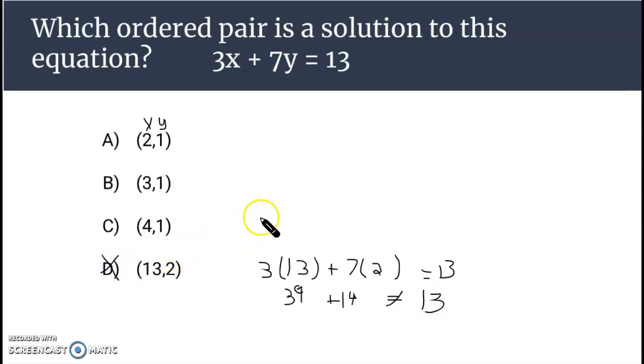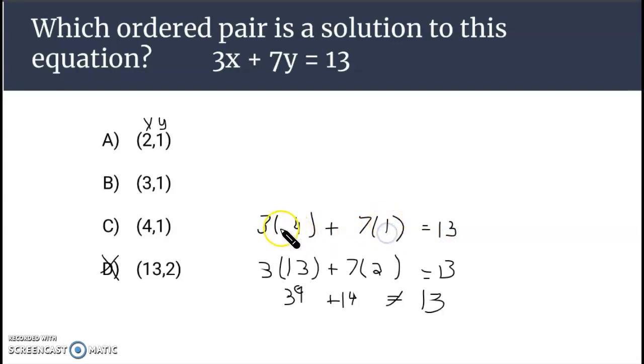Alright, let's try C. 3 times x plus 7 times y. Does that equal 13? Alright, 3 times 4 right here, and then we have 7 times 1. 3 times 4 is 12. 12 plus 7. Nope, that equals 19. That does not equal 13.